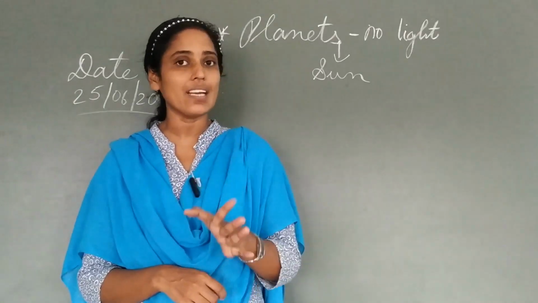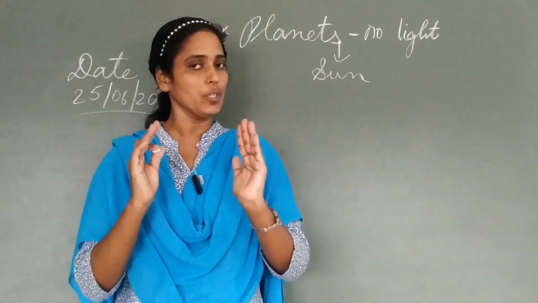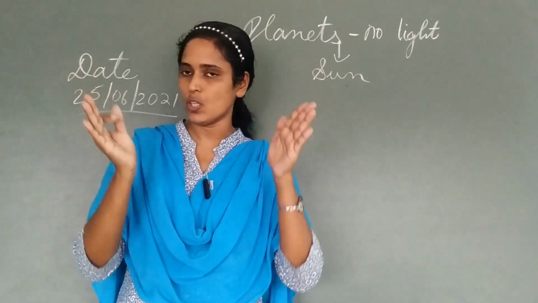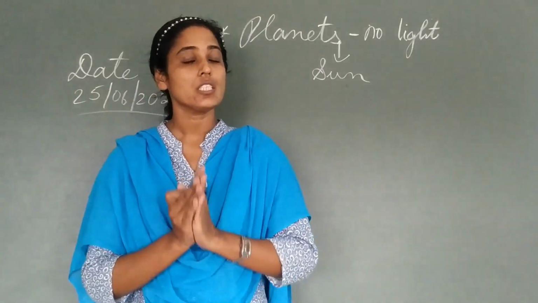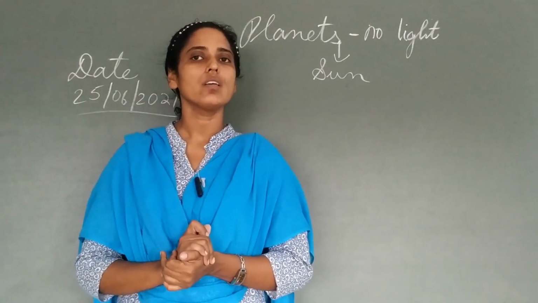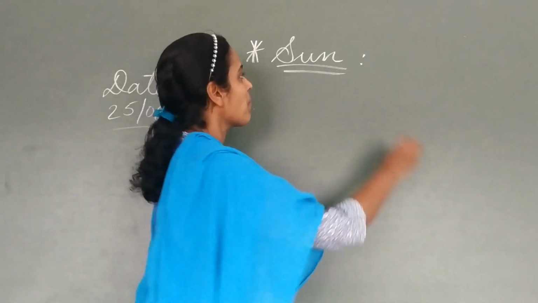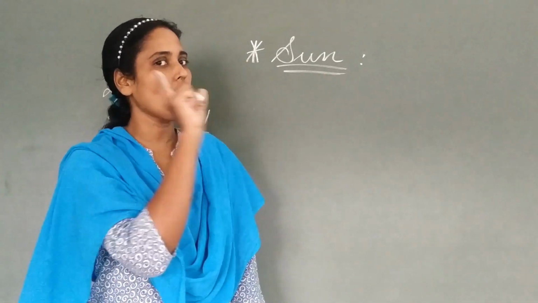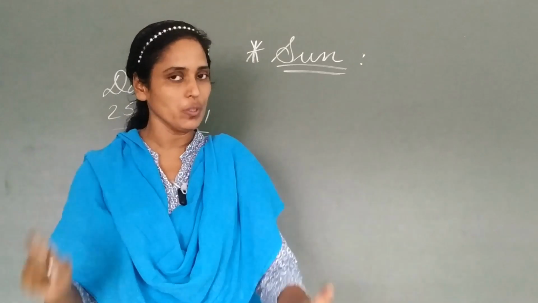I told you Sun is the key element of our universe. For the whole universe, Sun is the key element. And for the solar system also, Sun is the main element. So students, let us see something about the Sun. First we saw it is the key element in the solar system and in the whole universe.